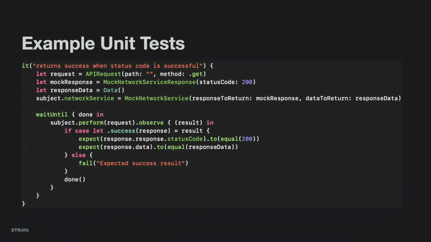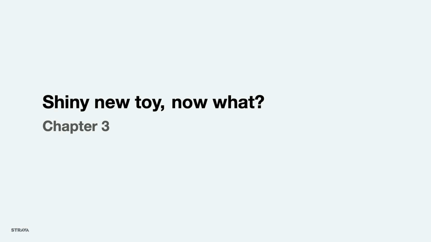The second unit test was really because we abstracted our network service. We were able to create a mock version of it and simulate an actual successful network request, and then test that the API client was actually doing what we expected it to do.